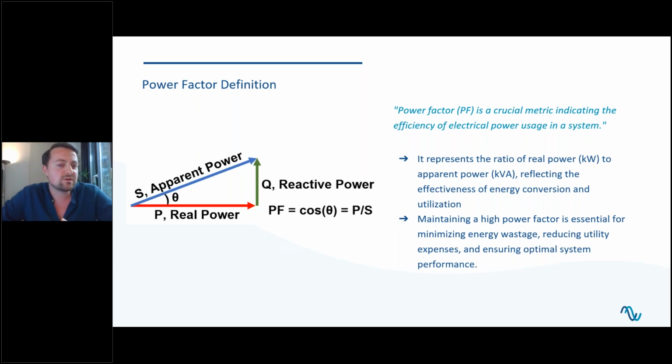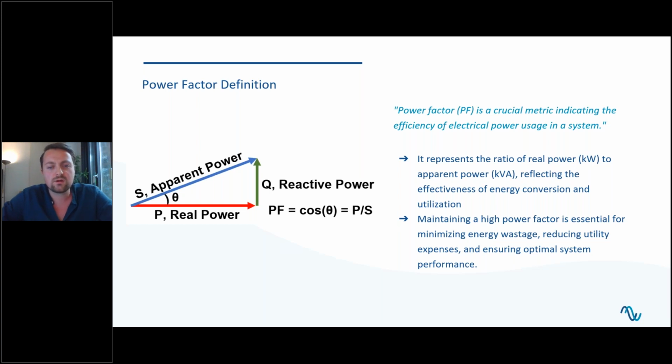It gives us a metric of how efficient the electrical system that we are connected to is. Mathematically, it can also be calculated as the cosine of the angle, usually referred to as the angle phi, between the real power and the apparent power. It's quite important to maintain a high power factor in order to minimize energy wastage, maximize the active power flow in the system, reduce utility expenses and assure optimal system performance.